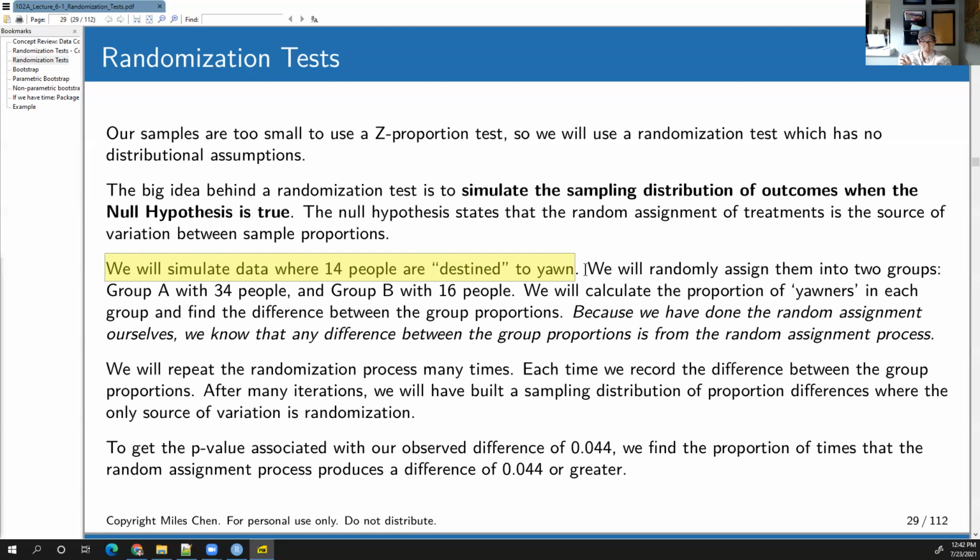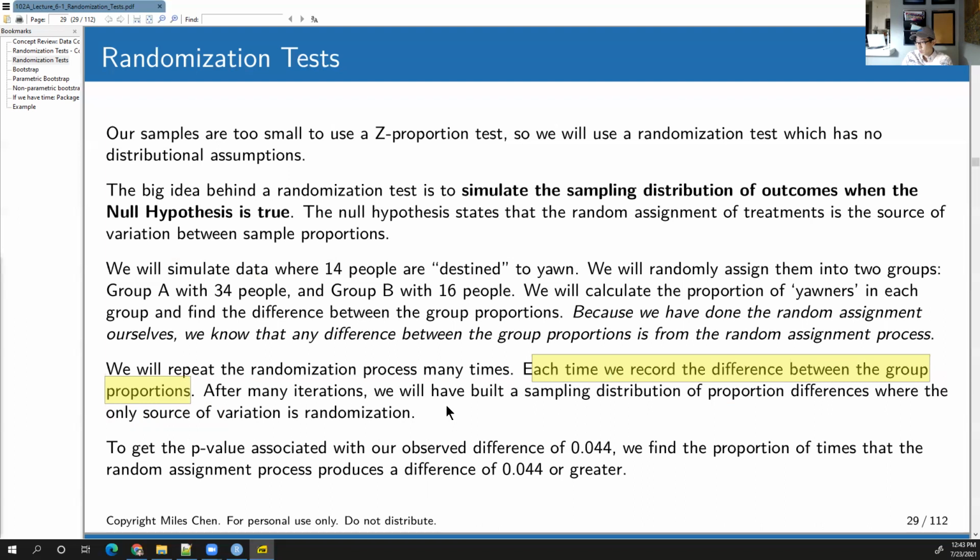And so who ends up yawning and who ends up not yawning in these different groups has nothing to do with anything else other than the randomization process, because we're doing the randomization. So we're just saying, in our group of 50, 14 of them are destined to yawn, and some of them are just randomly going to end up in this group. Some of them are going to randomly end up in this other group. And we'll find the proportion in this group and the proportion in that group, take the difference, and write that down, okay? And we're going to repeat this a whole bunch of times. Every time we're going to record the difference between the proportions.